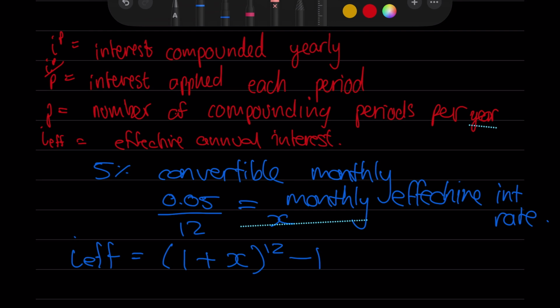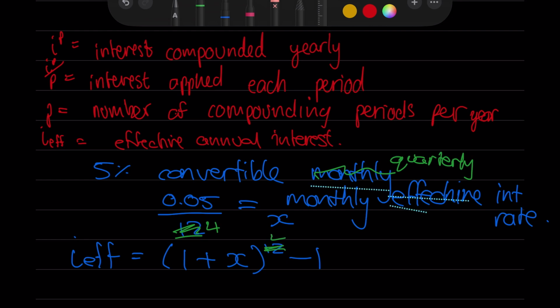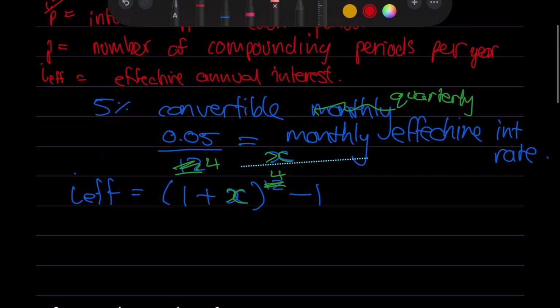So in this case, I'm putting it to the power of 12 because here at the bottom, we have the power of 12. That was our monthly. So we only have a monthly interest rate. We need to grow this by a factor of 12 to get it to a yearly one. Let's say if this wasn't monthly and it was quarterly, we would be dividing by 4 and putting it to the power of 4. And obviously this X would change respectively.